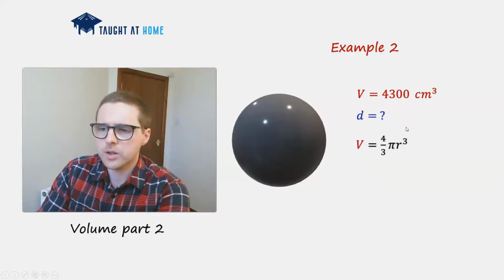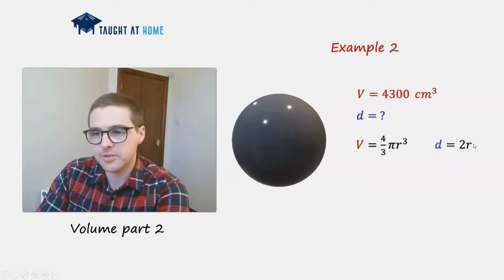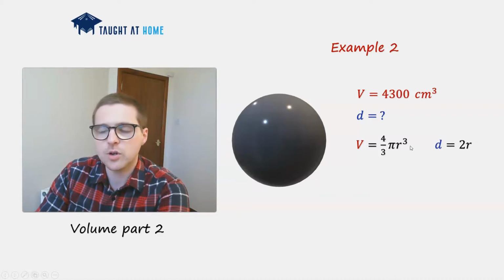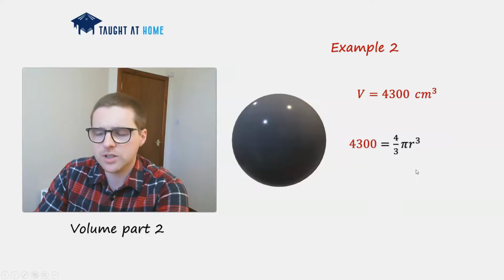So we can recognize that this is given to us in terms of radius, but we know that the diameter is equal to 2 times the radius. So we can find the radius with this formula, then we'll multiply it by 2 to get the diameter. So let's plug the volume into this equation, and now just like the last time, we want to get r on its own.